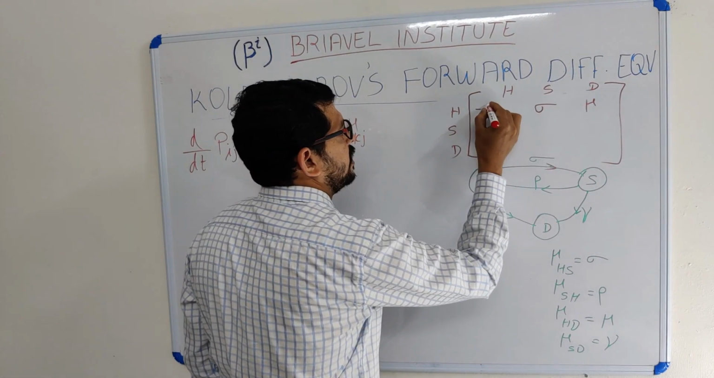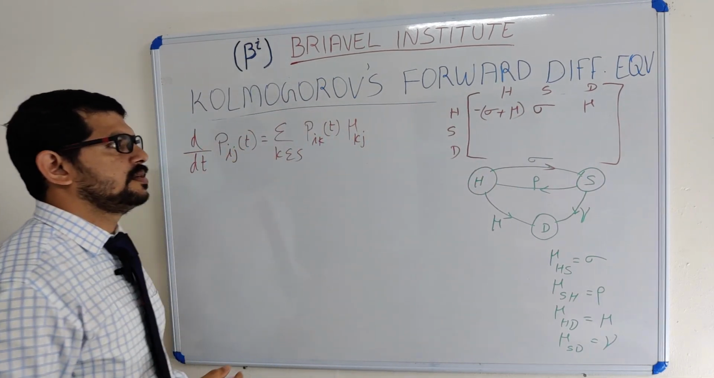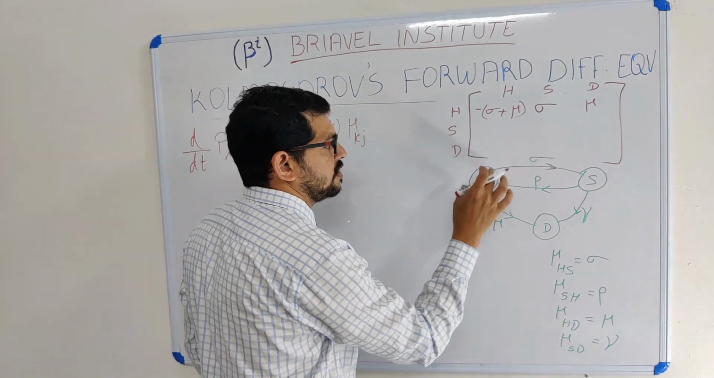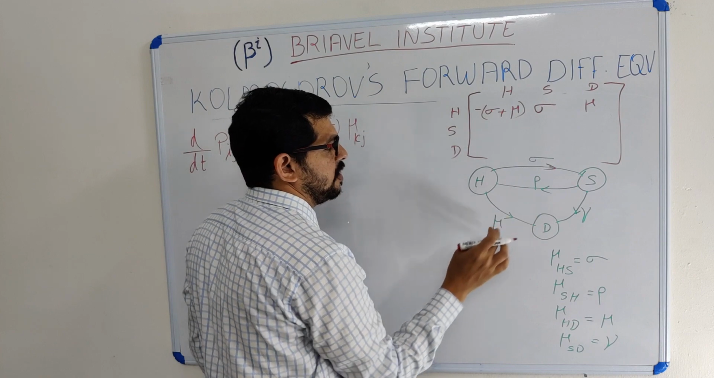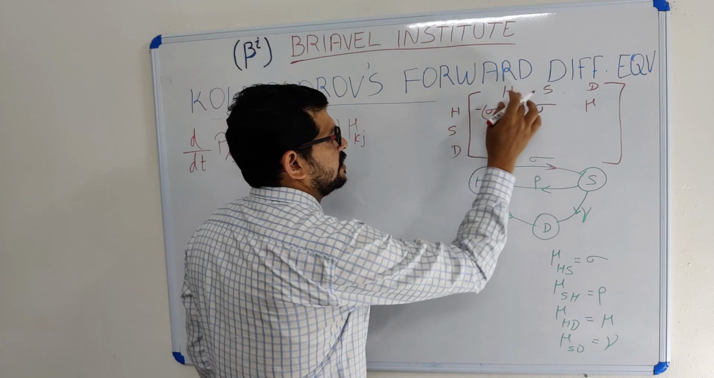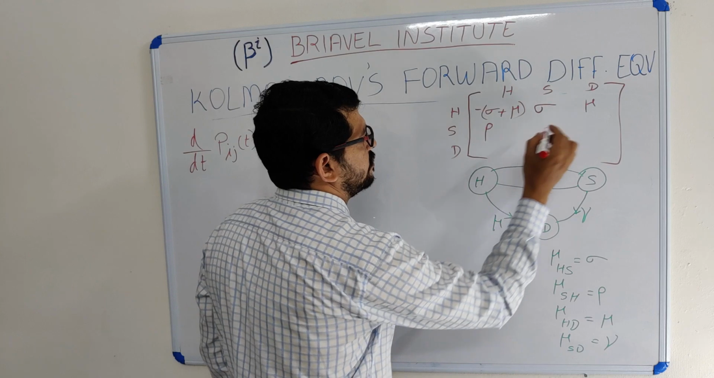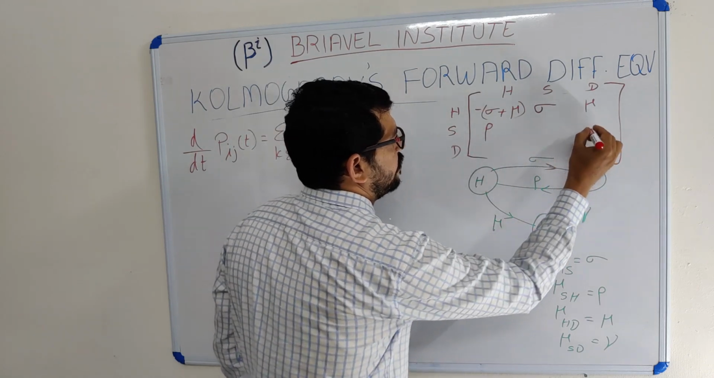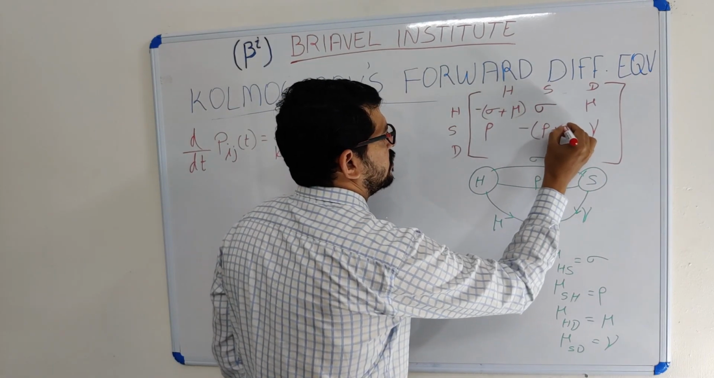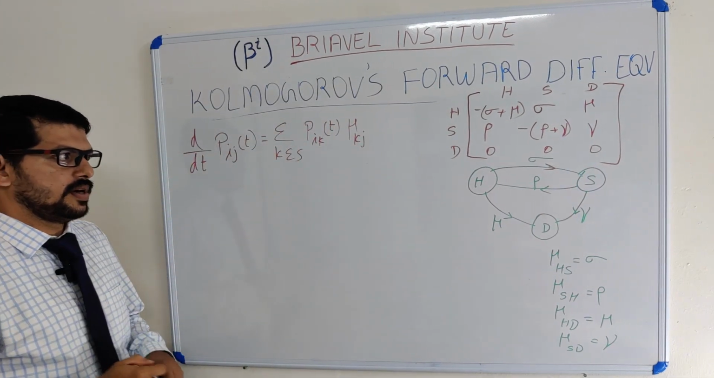So what will be here? H to H is minus of the total transitions coming out from H. One is sigma and the other is mu, so minus of sigma plus mu. S to H is rho, and S to D is nu. Then S to S is minus of rho plus nu. And there is 0, as no transition comes out from D.